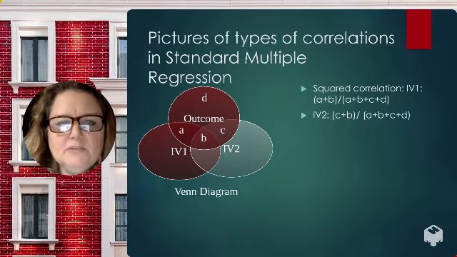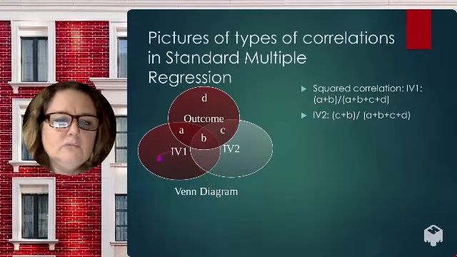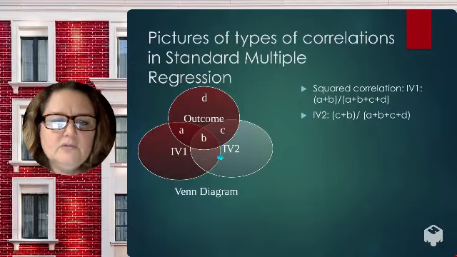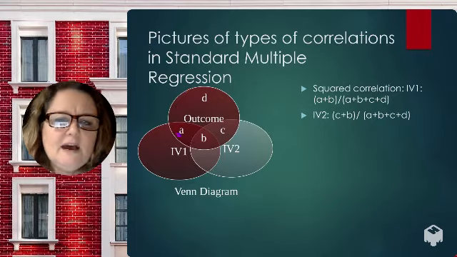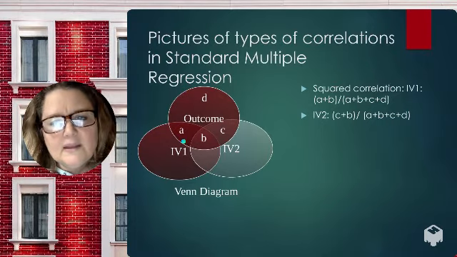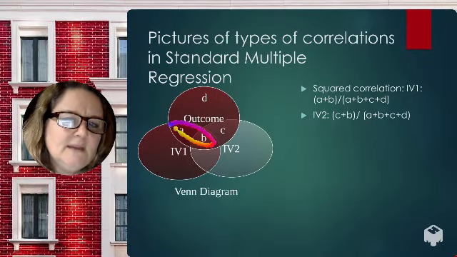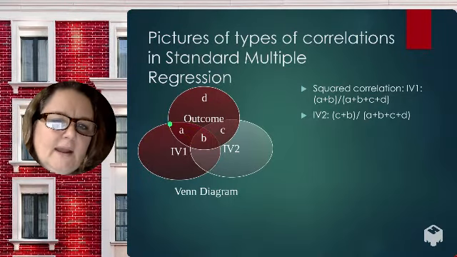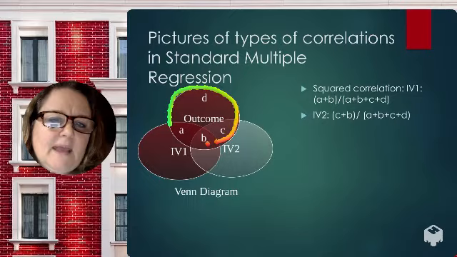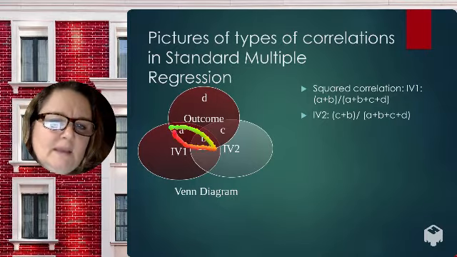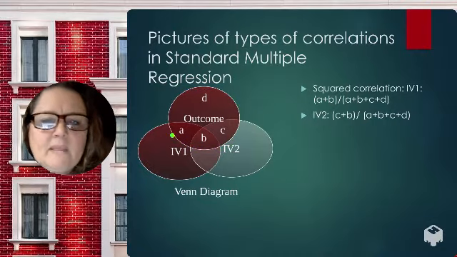This is a standard multiple regression picture that we're looking at here with two predictors. One predictor here, second predictor there. Here's our outcome variable up here, right? A squared correlation would just be comparing A to B, right? How big is A to B? The numerator, and then the dependent variable would be A, B, C, and D, right? And that would tell us our correlation. What is the percentage of A and B compared to D, which is 100% of the outcome, right?